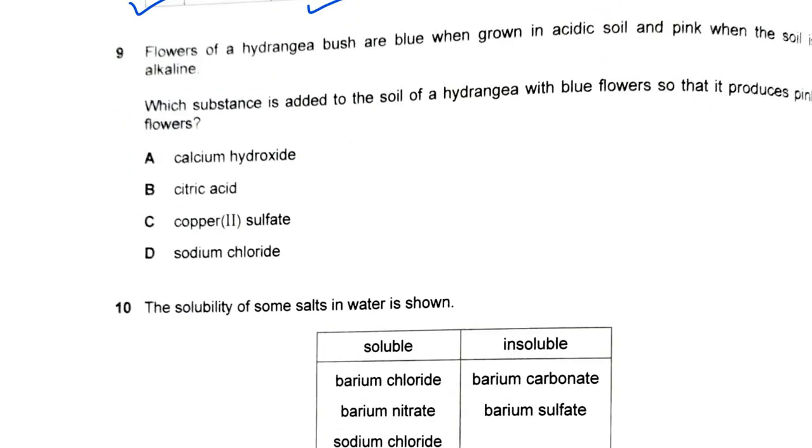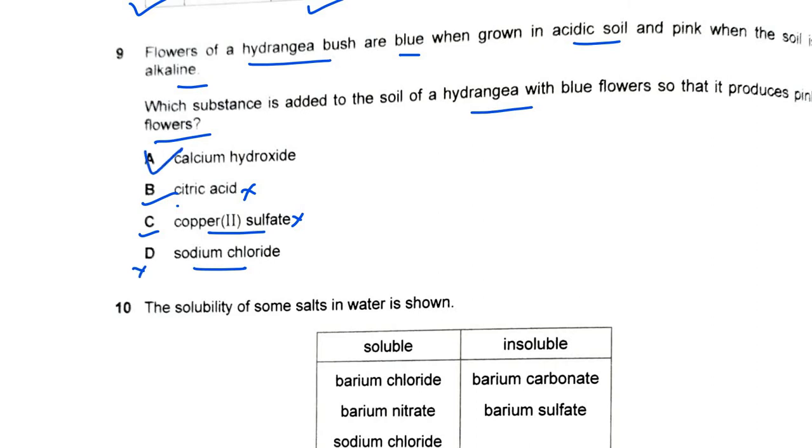Next, question number 9. Flowers of hydrangea bush are blue when grown in acidic soil and pink when grown in alkaline soil. Which substance added to soil with blue hydrangea flowers produces pink flowers? Basically they're asking what alkali you should add to get the pink flower. So now you have to think: is this alkaline? No, it's acid. Is this alkaline? No, it's a salt, sodium chloride. So option number only and only A, which is calcium hydroxide.